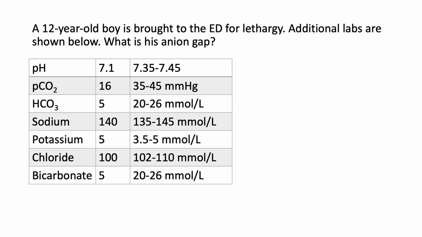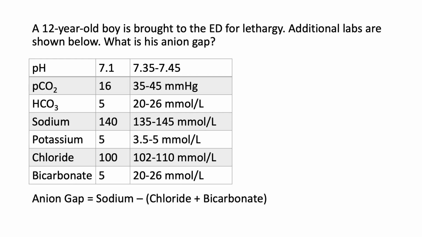So if we go back to our 12-year-old boy in the emergency department with lethargy and we get some additional labs, now we can calculate his anion gap. So if the anion gap is the sodium minus the sum of chloride and bicarb, we have 140 minus 100 plus 5 is going to give us an anion gap of 35. And remember that a normal anion gap is less than 14, so this boy has a very high anion gap.